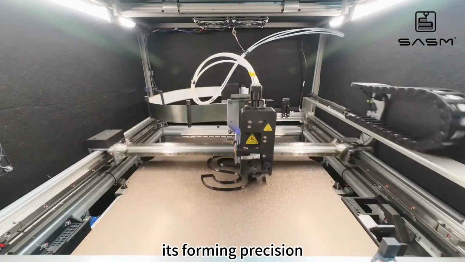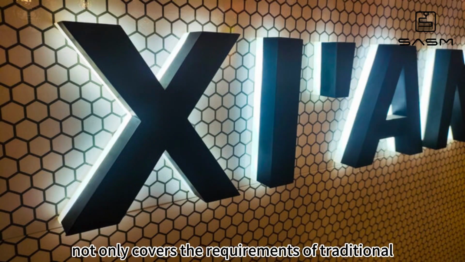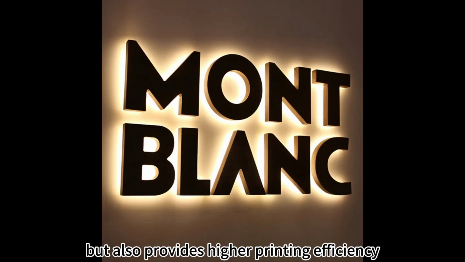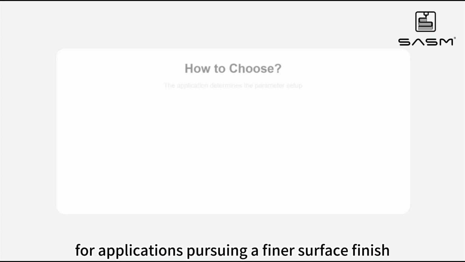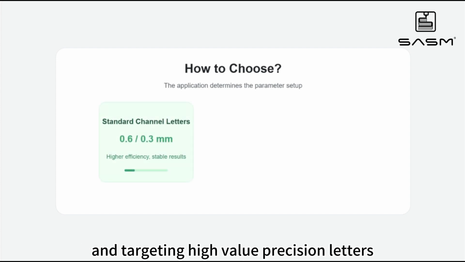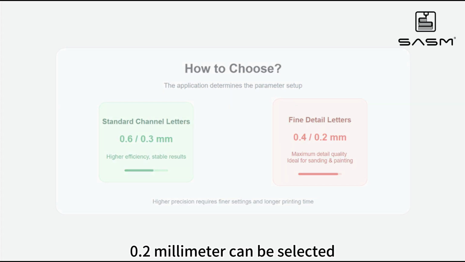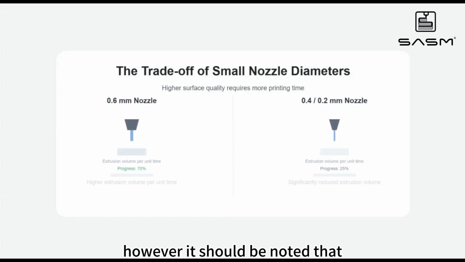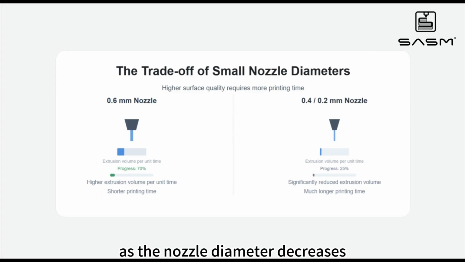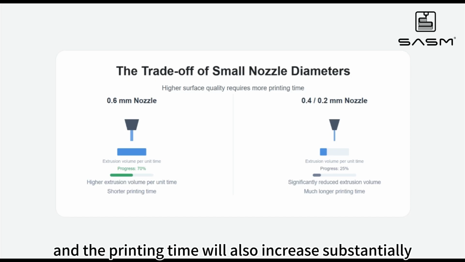Its forming precision not only covers the requirements of traditional bending letter processes, but also provides higher printing efficiency. For applications pursuing a finer surface finish and targeting high-value precision letters, a smaller diameter nozzle such as 0.4 mm or even 0.2 mm can be selected. However, it should be noted that as the nozzle diameter decreases, the extrusion volume per unit time will drop significantly, and the printing time will also increase substantially.